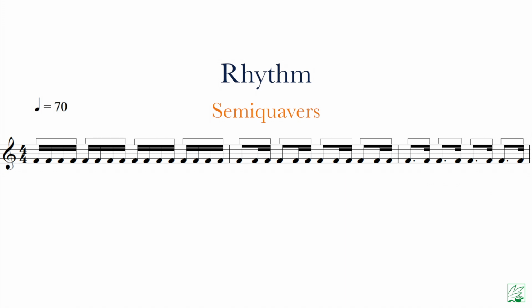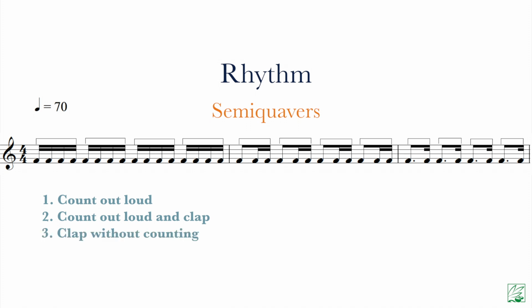Now just clap the notes along with the metronome. Set the metronome to 80 and repeat the process. Number 1, count out loud. Number 2, count out loud and clap the rhythm. Make sure you get the feel for the rhythms. Number 3, clap without counting. And number 4, try another tempo.